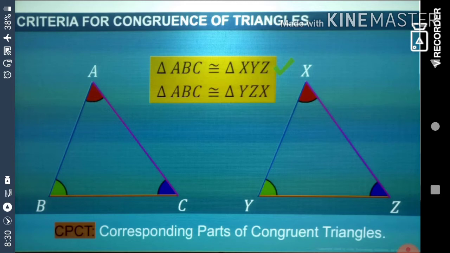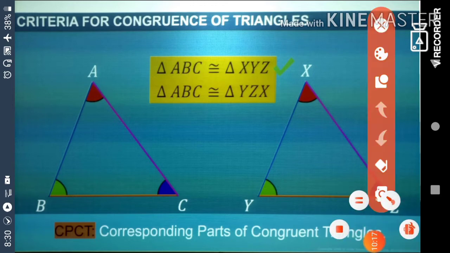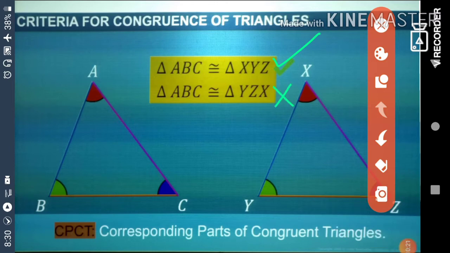So here we can say triangle ABC is congruent to triangle XYZ. It will be correct. But if you say triangle ABC is congruent to triangle YZX, then it will be wrong. This is correct, but this is wrong. Why is it wrong? See, triangle ABC: first we are taking AB, the left side, then the base side. But when I say YZX, I'm taking YZ, the base side, against AB, the left side. So they are not corresponding. That's why it will be wrong.